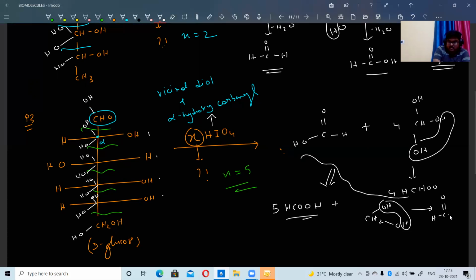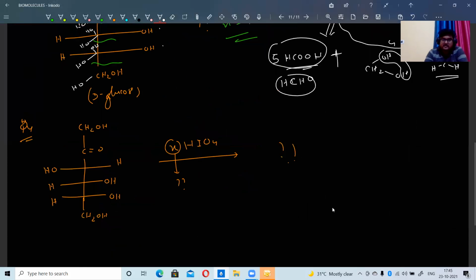From here you get 1 mole of formaldehyde. Is it clear? So D-glucose when reacted with HIO4 gives 5 moles of formic acid and 1 mole of formaldehyde, and the reaction is very, very important. Is it clear? Any doubt? Do you have any doubt?